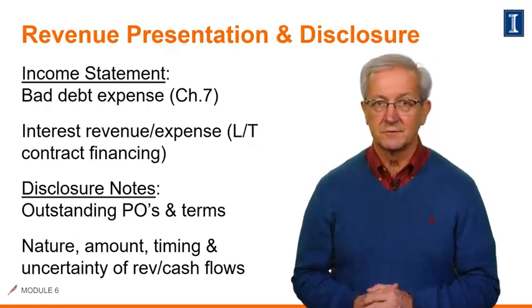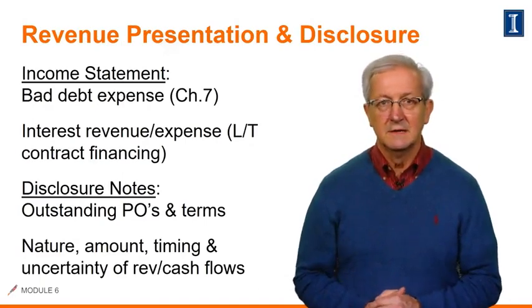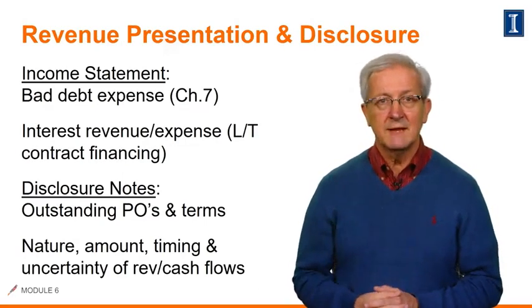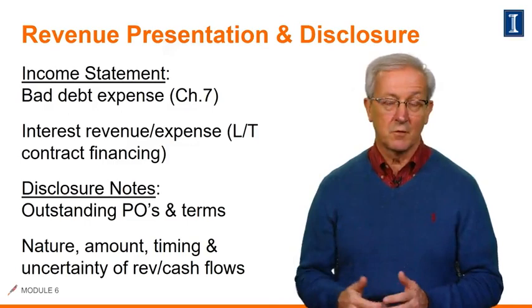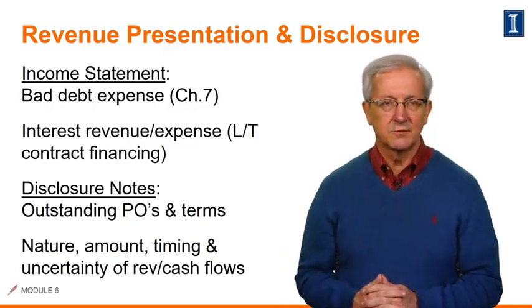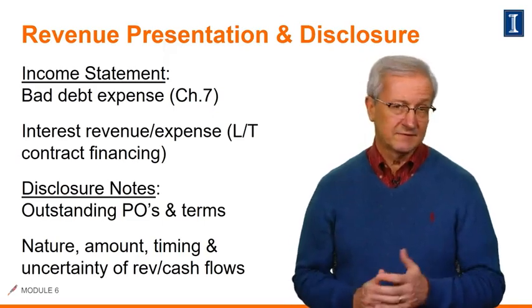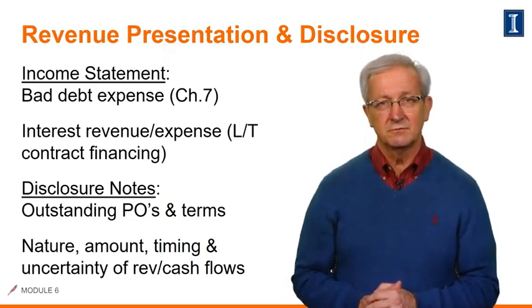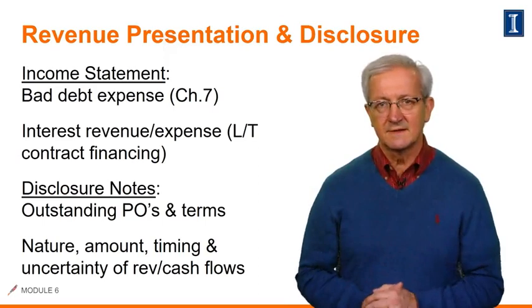Let's now discuss the various financial statement presentation and disclosure issues for revenue recognition. In regards to the income statement, we'd have the following items related to revenue. First of all, bad debt expense, which we're going to cover a lot later when we get into the course related to receivables. Next, we have interest revenue and expense, which relates to long-term contract financing.